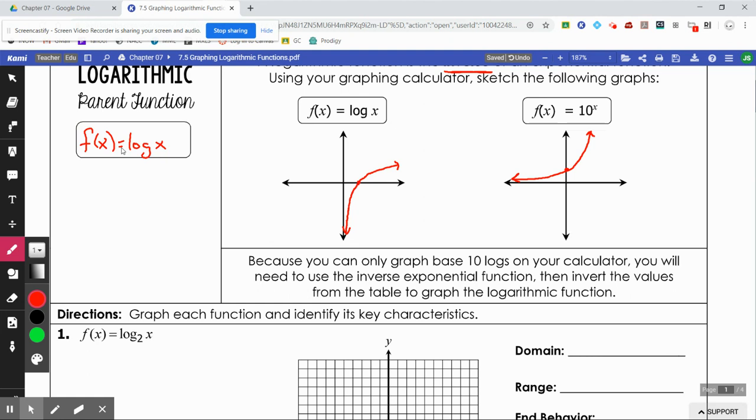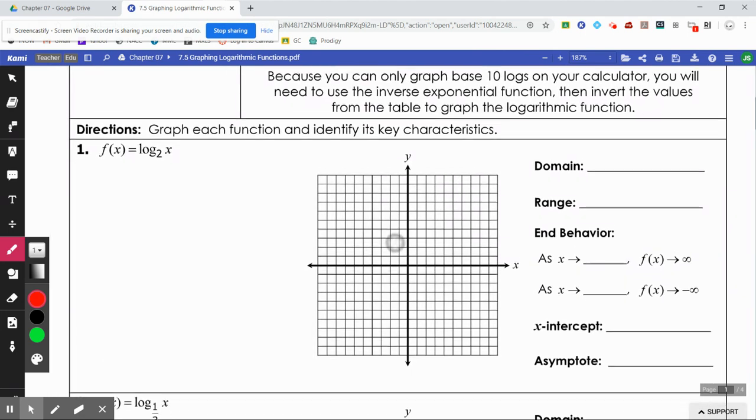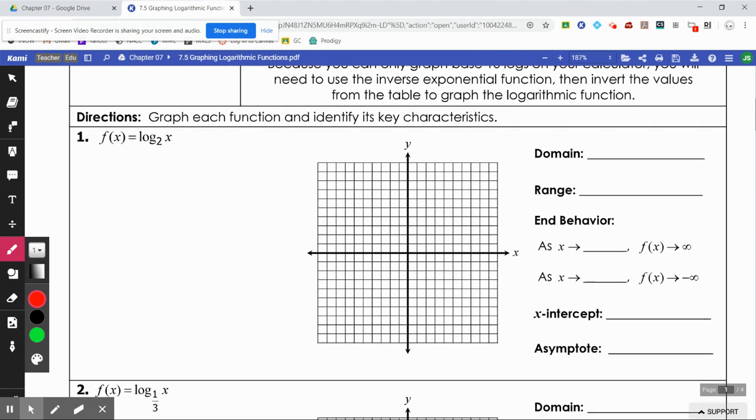Now it says here, kind of a falsehood, because you can only graph base 10 logs on your calculator, you will need to use the inverse exponential function, then invert. Now we could graph other ones by using our change of base formula, but this does give us a very helpful way of graphing these. Let's show you that way on this first one. It says graph each function, identify the key characteristics. Instead of graphing y equals log base 2 of x, sometimes it's easier to do this.